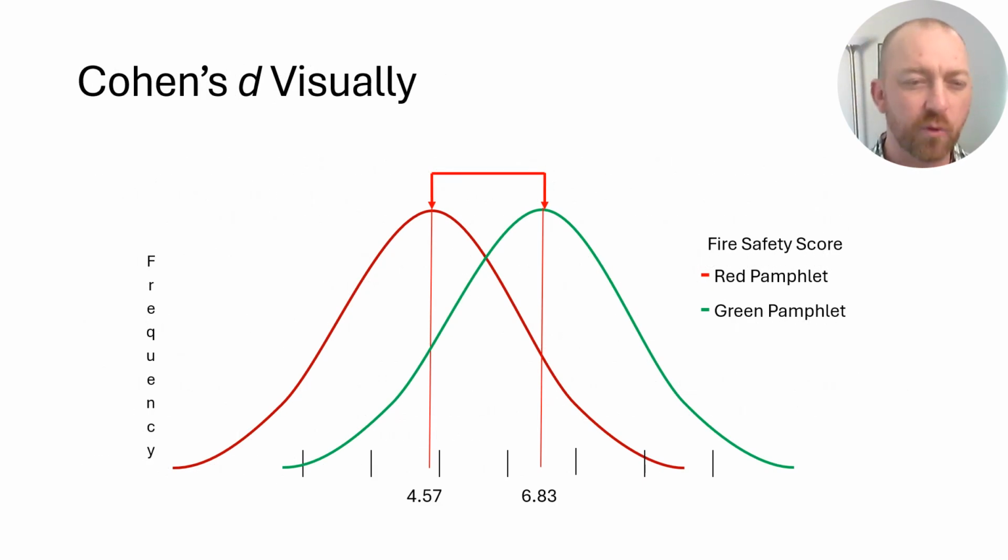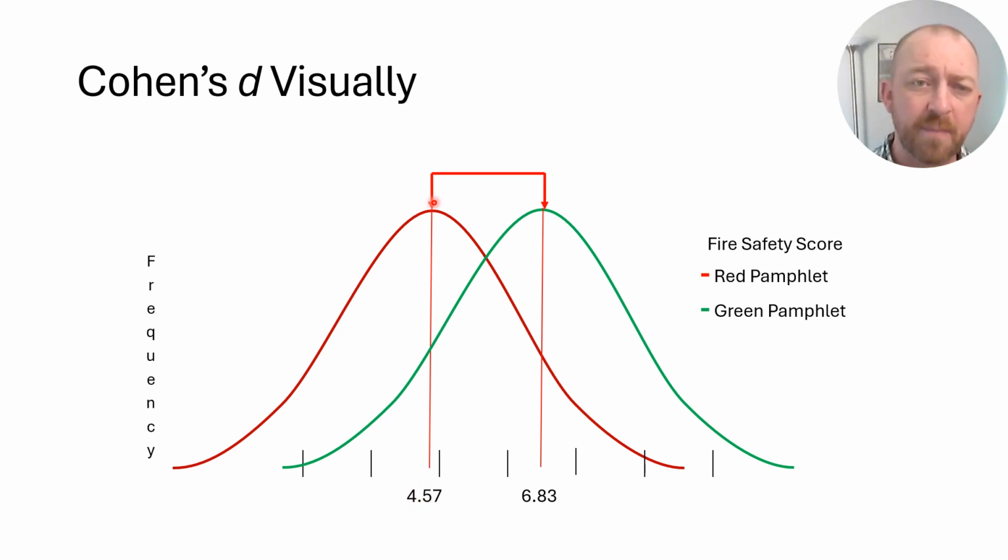Okay, so if we were to graph this, we might get something like this. So we would see the red group, the group that received the red pamphlet, I should say, over here, and then the group that received the green pamphlet over here. And roughly distributed in this way, although really it was too small of a sample to graph it perfectly, but imagine that this basically represents what we're doing. I'm being a little generous here.